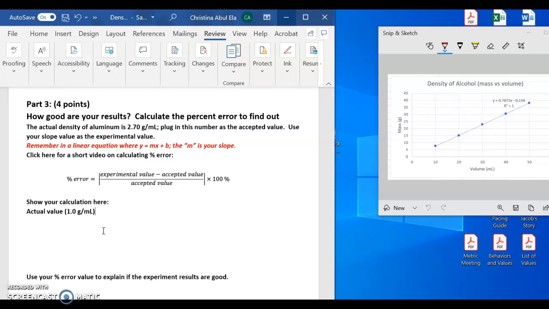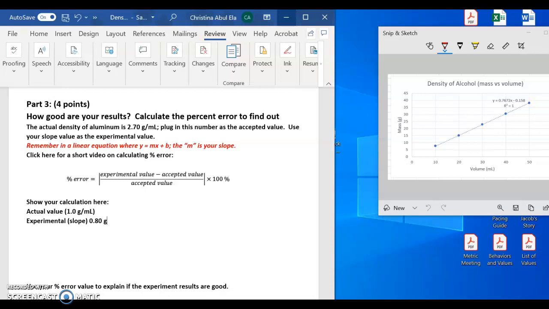I looked it up. Your experimental value is going to be what you get from the lab. And in this case, it's going to be our slope. And so let's say my experimental value is 0.8 grams per milliliter. Right? So now I have my two values and I want to calculate my percent error.